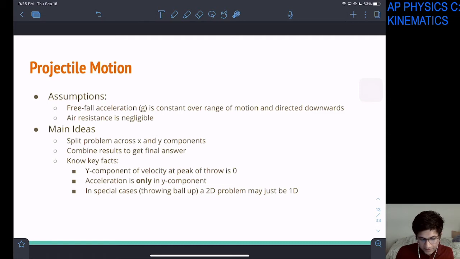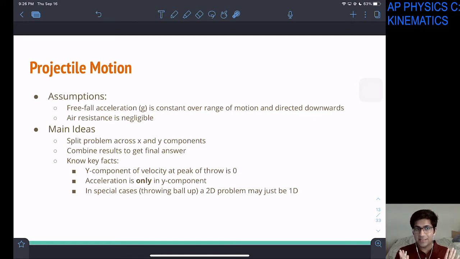Now, we always see projectile motion questions, and this is how we're going to attack these. Our main assumption is that the free fall acceleration g is constant over the range of motion and directed downwards. Also, air resistance is negligible. What does this mean? In later units, maybe you did this in Physics 1, Newton's law of gravitation, we're going to disregard that for now. We're going to say that acceleration is constant, equal to g, which is 9.8. We're also going to say that our acceleration is directed downwards towards the center of the Earth.